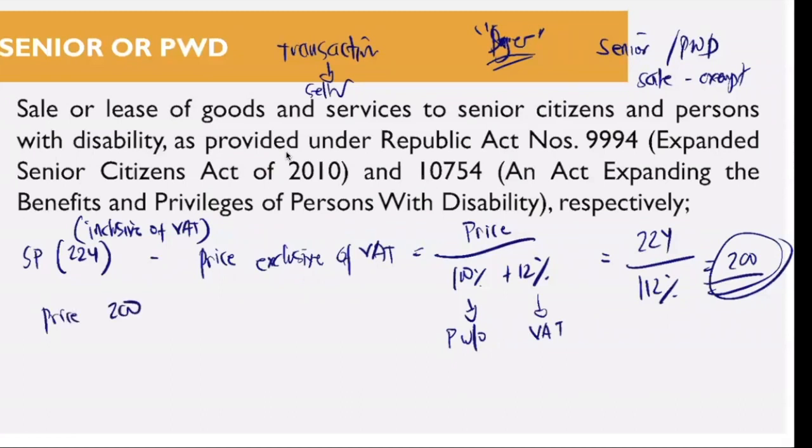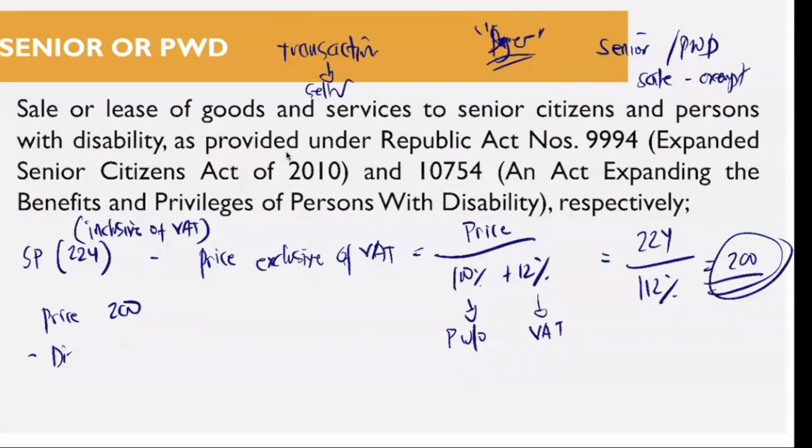And then, that is the amount of your sale. Just take note that whatever is the pass-on tax, that is the VAT, it is to be removed kasi nga they are exempt. So any sale to a senior or PWD is considered exempt. So kung nagbenta ka ng 200 pesos, and 224 pesos sa senior or PWD, tanggalin mo yung VAT para makuha mo yung price, 200 pesos.